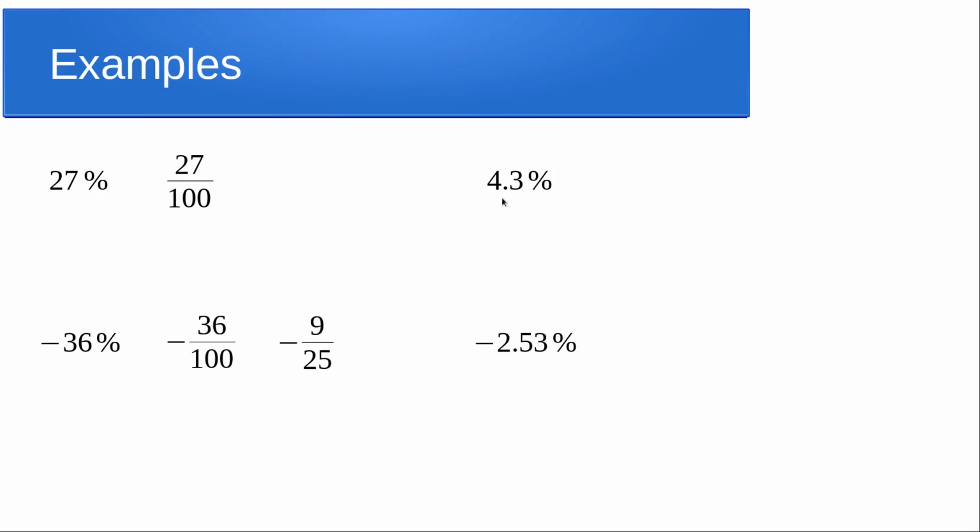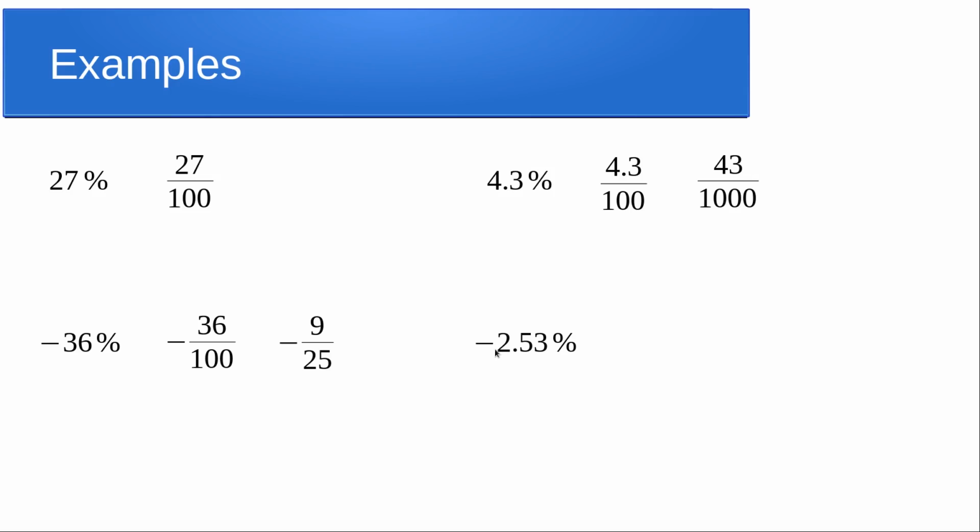Well, what if there's a decimal? 4.3%, that means 4.3 divided by 100, or 4.3 over 100. But remember, we can't have decimals in our fraction, so we're going to multiply the top by 10 to make that 43, and the bottom by 10 to make that 1000. There are no decimals in the fraction, so we'll stop there. We could also check to see if this one simplifies, and it doesn't.